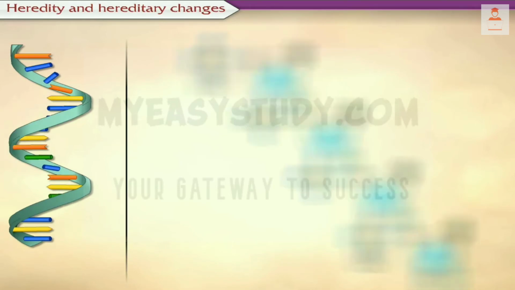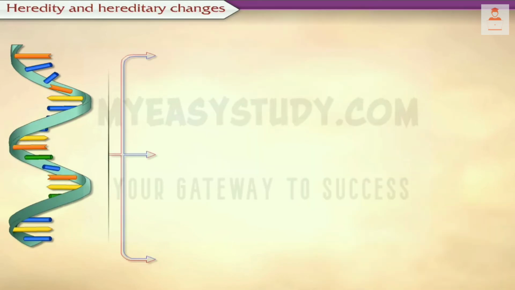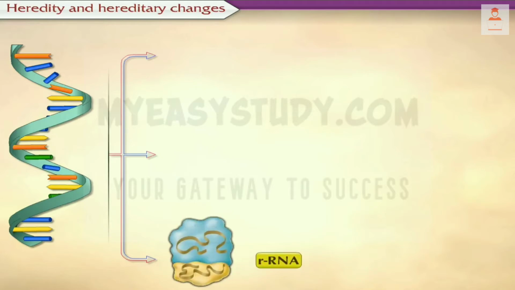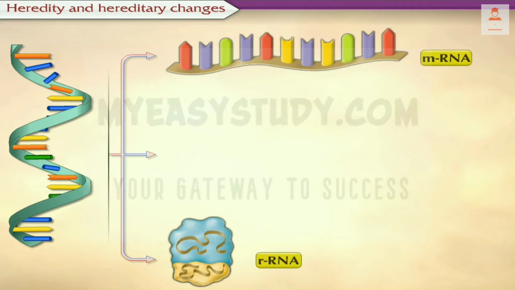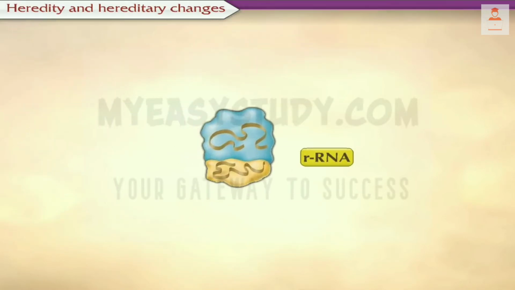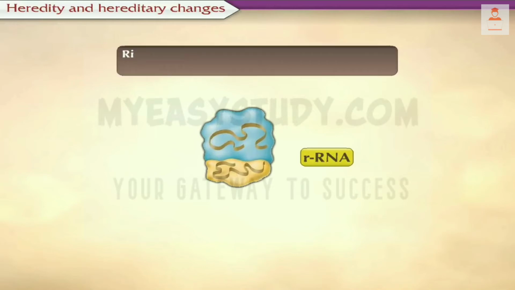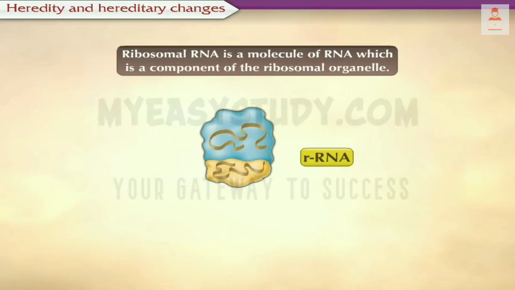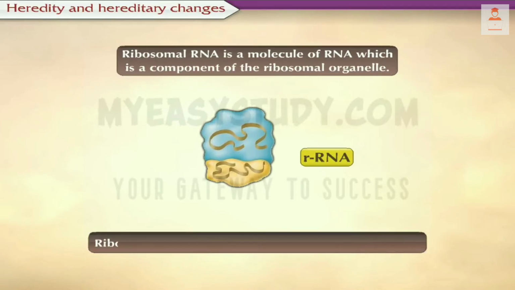According to function, there are three types of RNA: rRNA, mRNA, and tRNA. rRNA, that is, ribosomal RNA, is a molecule of RNA which is a component of the ribosomal organelle. Ribosomes perform the function of protein synthesis.